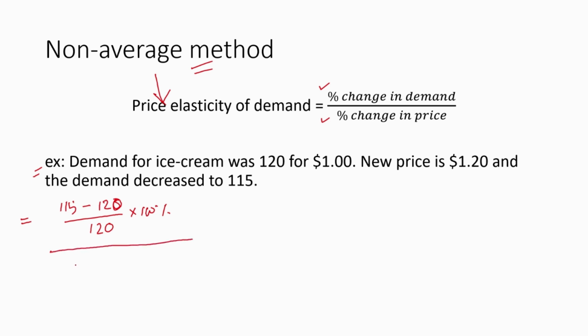Now for the denominator of the price elasticity of demand formula, the percentage change in price: the new price is 1.2, the previous price was 1, divided by the previous value 1, multiplied by 100%. Now we can calculate the price elasticity of demand. The price elasticity of demand for this example is minus 0.208. This is the non-average method, which means we are not considering any averages for this example.